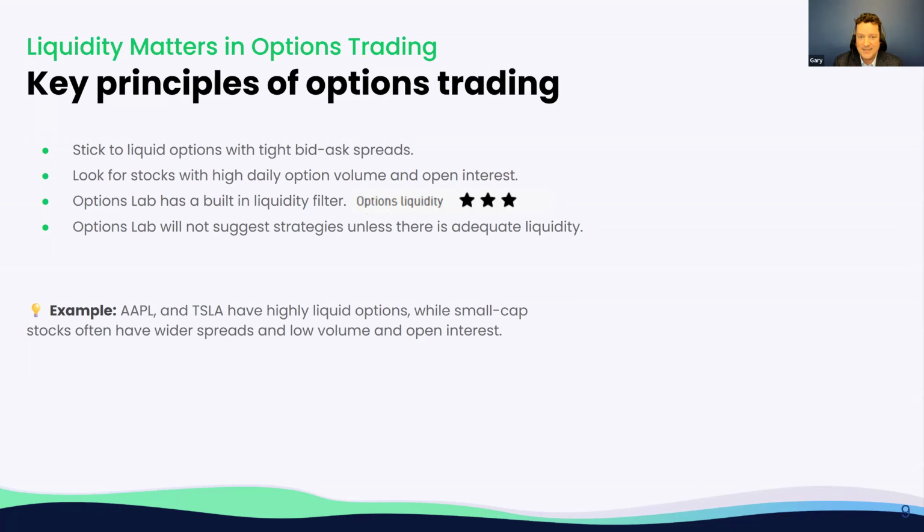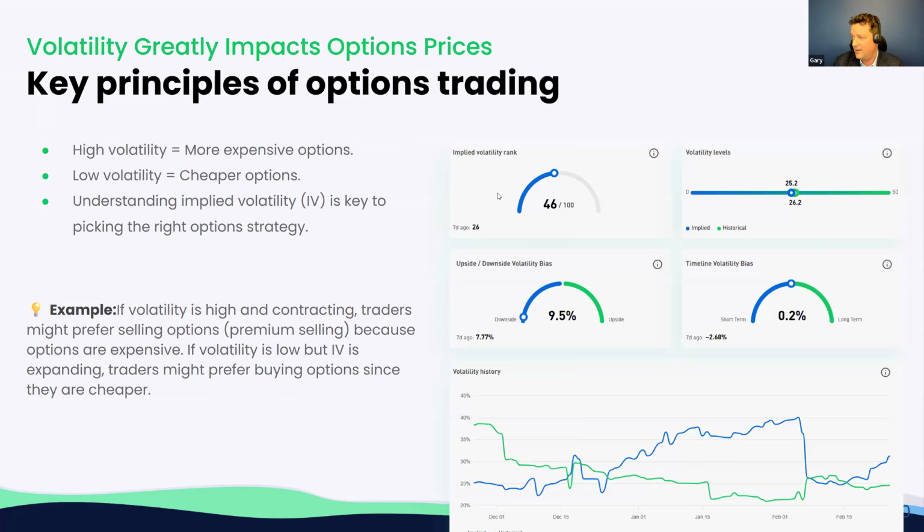Okay, so that's liquidity, and we have this built in the filter, right? So I'll give you examples like Apple and Tesla. They have highly liquid options, while small cap stocks you'll see may have nothing. And we'll show you what that looks like in the platform as we play around with it. But fire away with some questions when you have them. Please do. We're going to get to the fun stuff, the live demo.